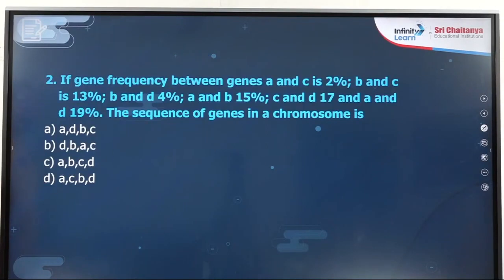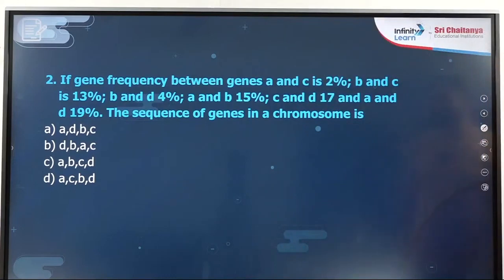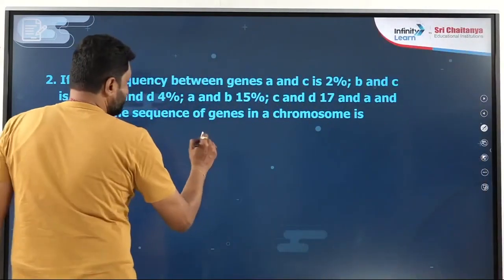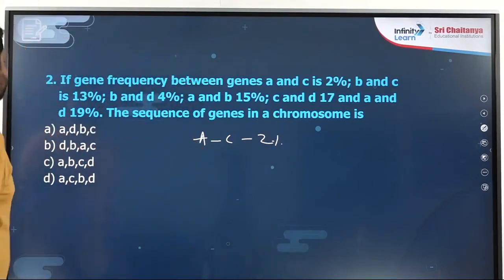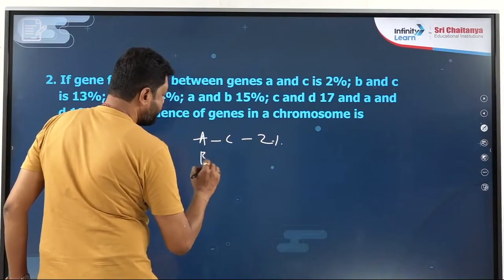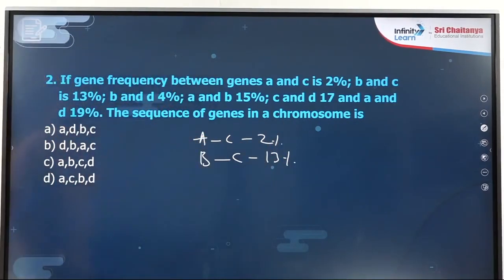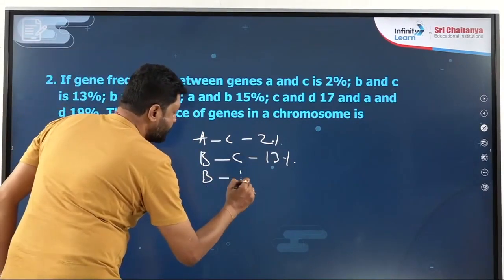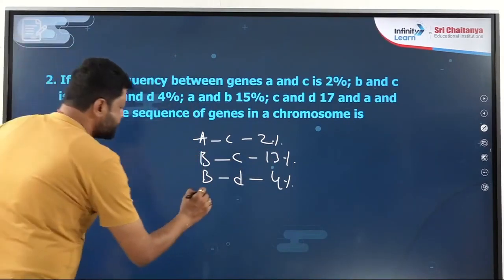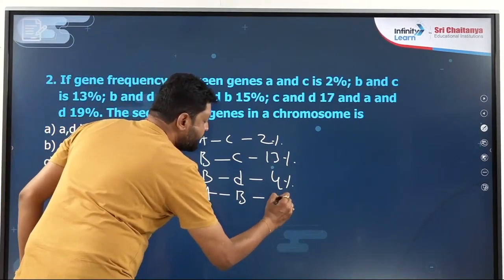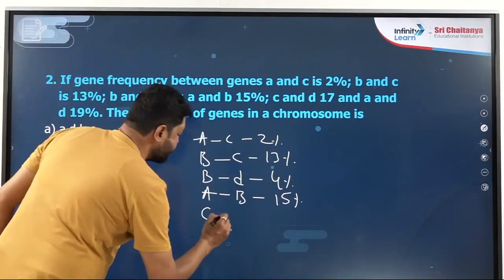Clear? Next, if the recombination frequency between genes A and C is 2%, B and C is 13%, B and D is 4%, A and B is 15%, and C and D is 17%, now what is the correct sequence?